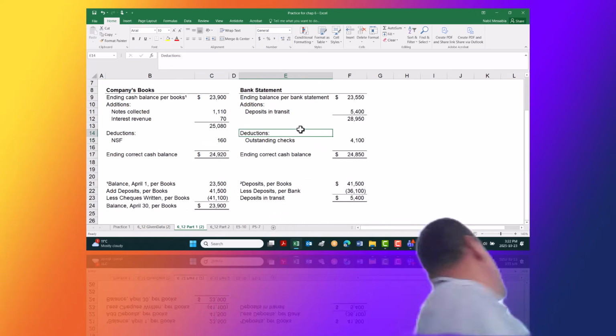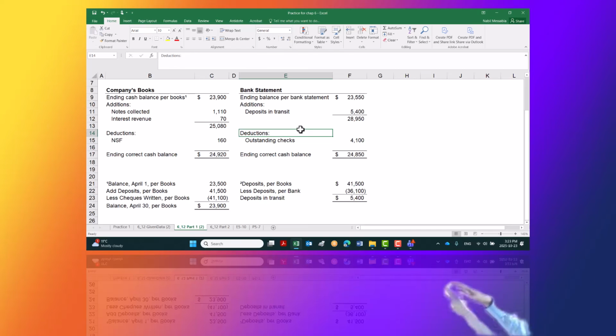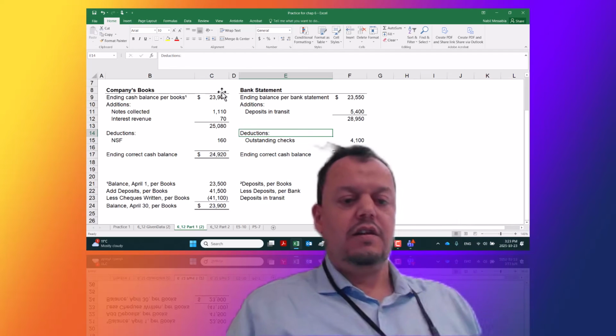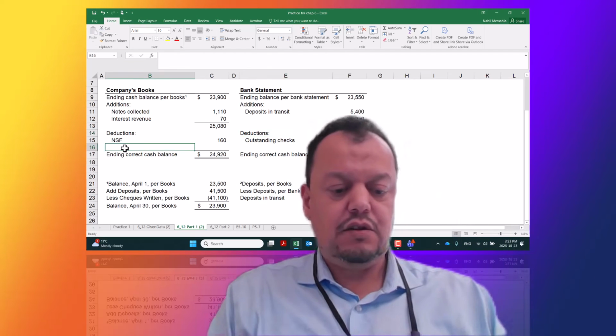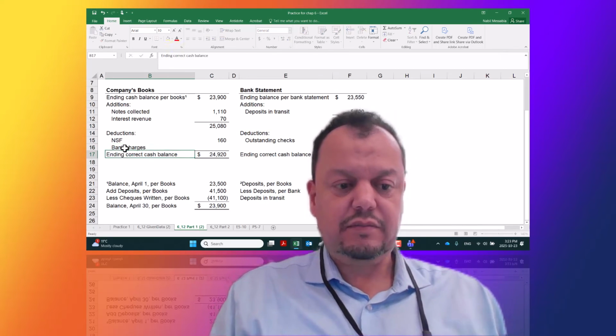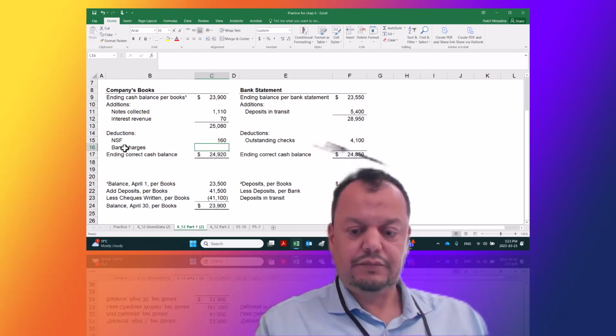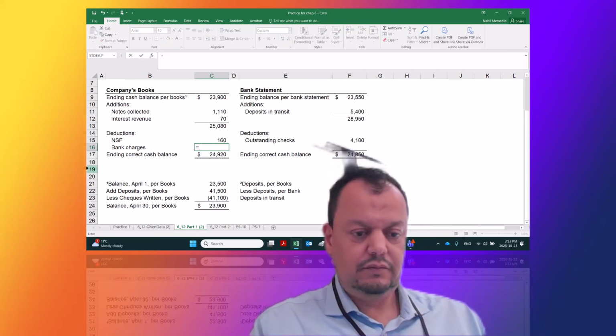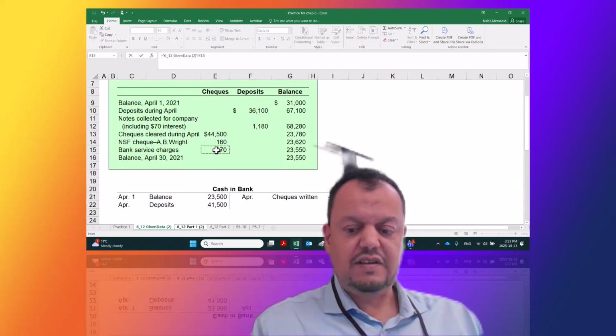Which side? The bank already knows this, so we can't add it on this side. It has to be added on this side, the company's side. As an add or less? Less. So on the deduction list, bank charges, $70.